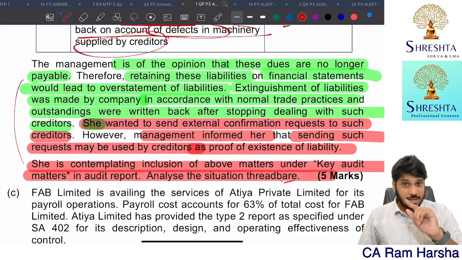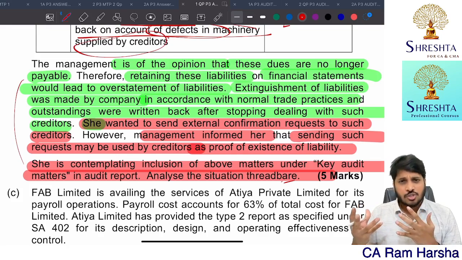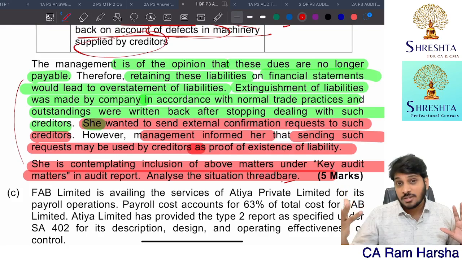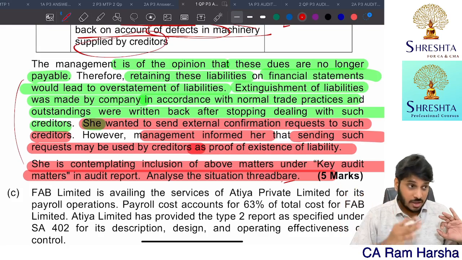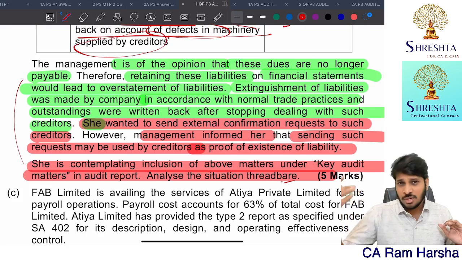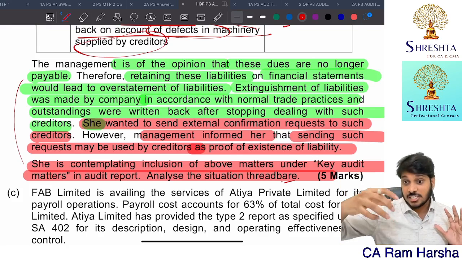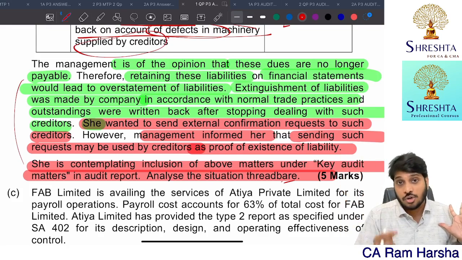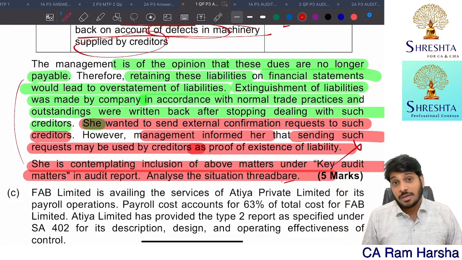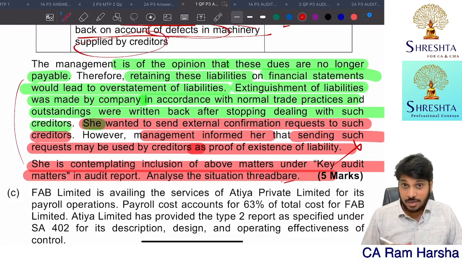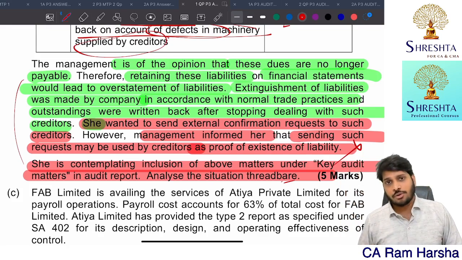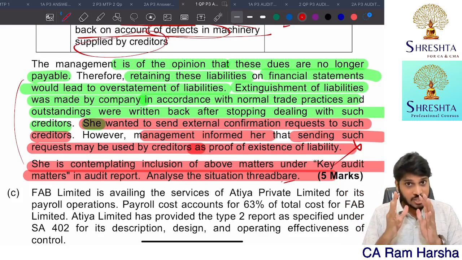Actually the company did a unilateral act of writing back the liabilities, which is also normal industry practice. Fine, the company gave all this explanation. I also want to confirm with the third party, asking whether the company wrote off, since they are not dealing. We just want to know whether the third party still wants to receive the money or has left the money and waived the liability. We just want to know. For that, the company does not permit, saying, sir, if you send a confirmation, the third party will show this as a proof of liability and will try to sue us in a court of law. So the company is restricting the auditor.